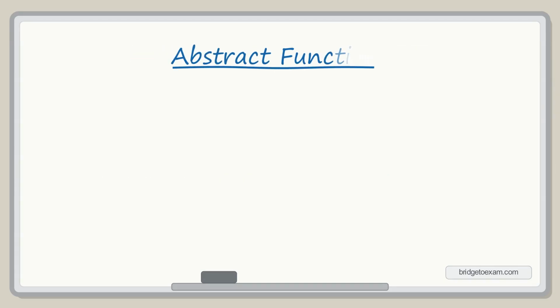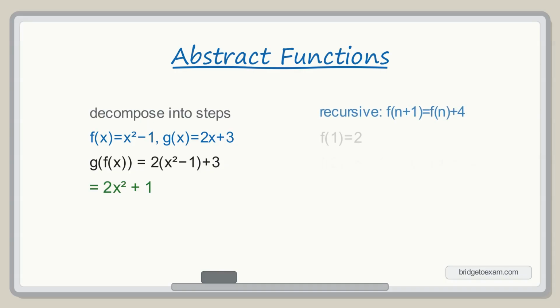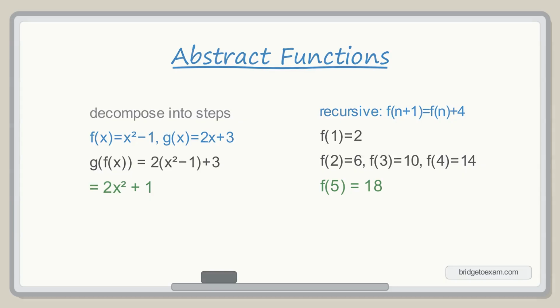Abstract function problems look scary, but yield to decomposition. For g of f of x, substitute f into g. 2 times x squared minus 1 plus 3, which simplifies to 2x squared plus 1. Recursive rules work the same way, one step at a time. If f of n plus 1 is f of n plus 4, and f of 1 is 2, then step up. 6, 10, 14, and f of 5 is 18.